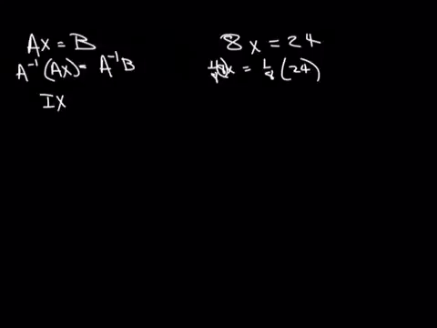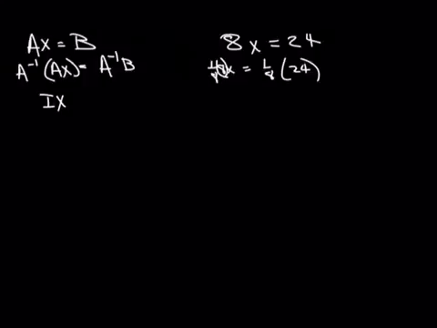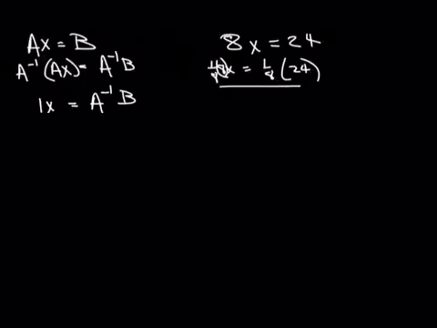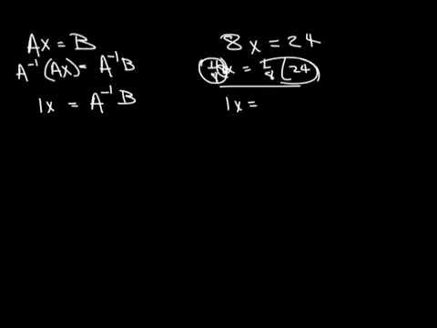1x. I don't know why I put an I there. That doesn't look very 1-ish, does it? That's going to give me 1x equals A to the negative 1 b. Okay, so let's use a real number here. When we multiply 1/8 times 8, 1/8 times 24, we get that. So therefore, x equals A inverse times b, or x equals 3 in this case.